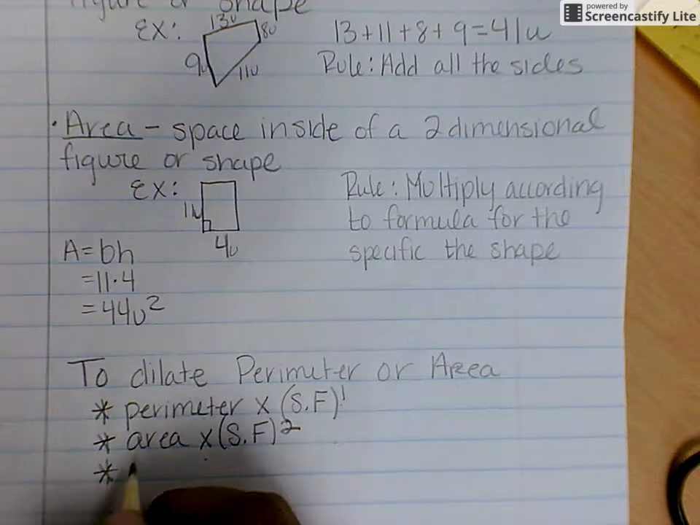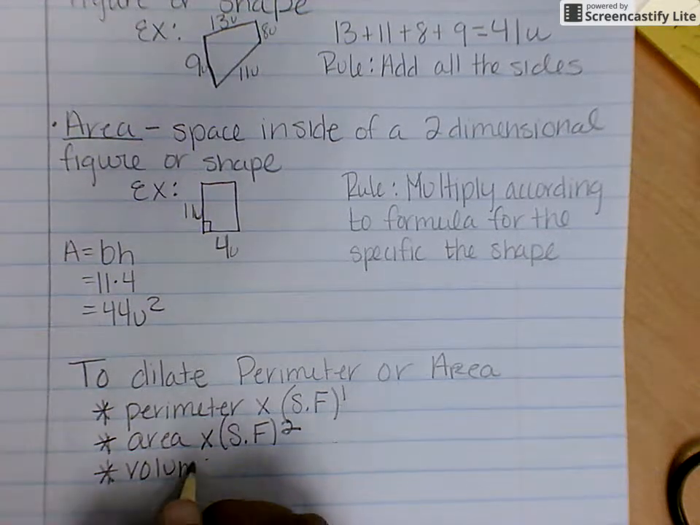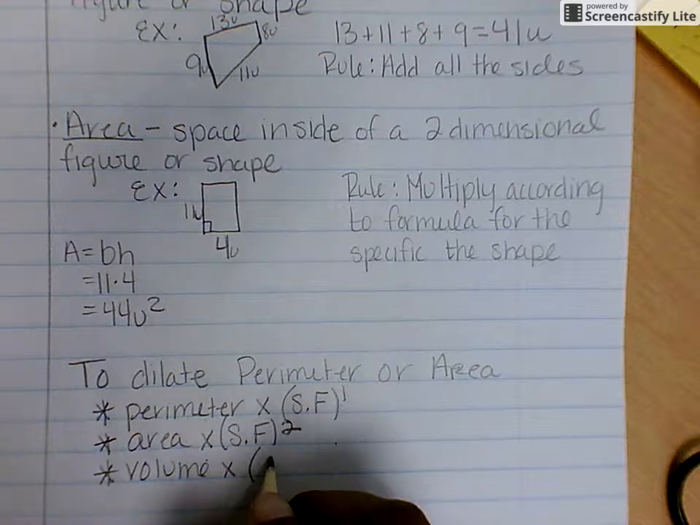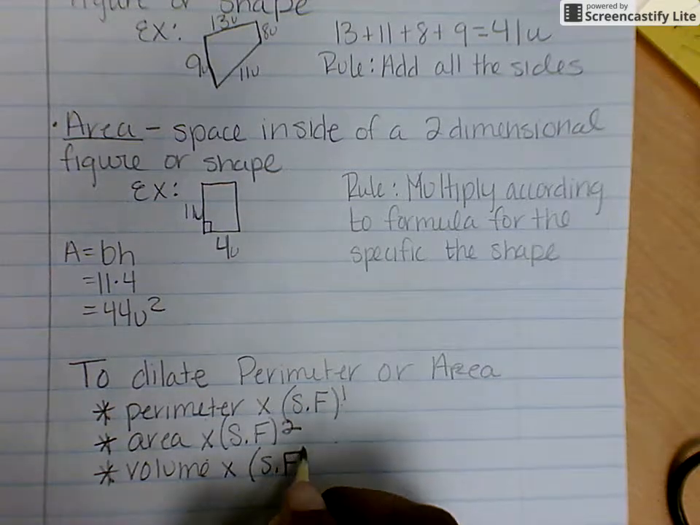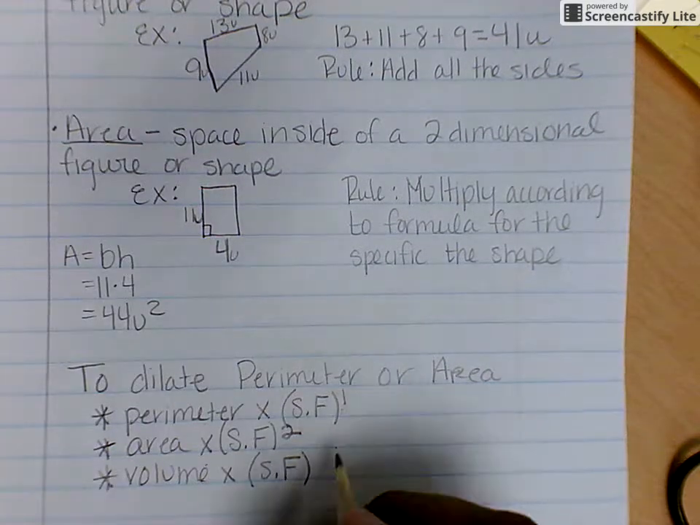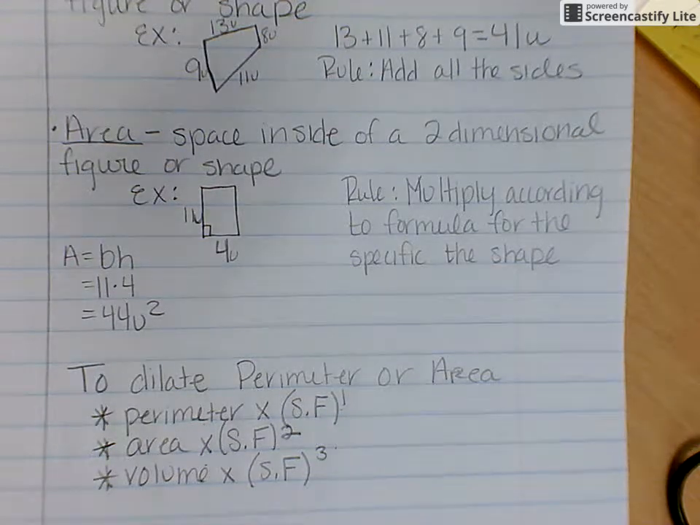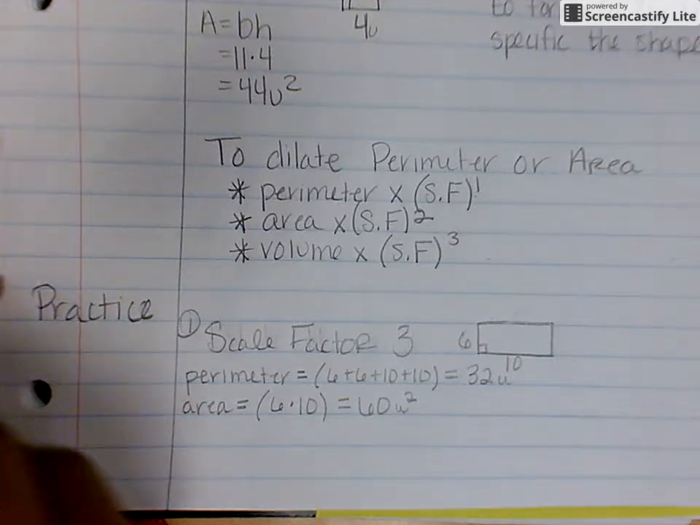And let's just say we had volume. In case they give you volume on the STAAR test, okay, the scale factor will be cubed in this case. Why? Because volume is three-dimensional. All right, let's do a little practice.